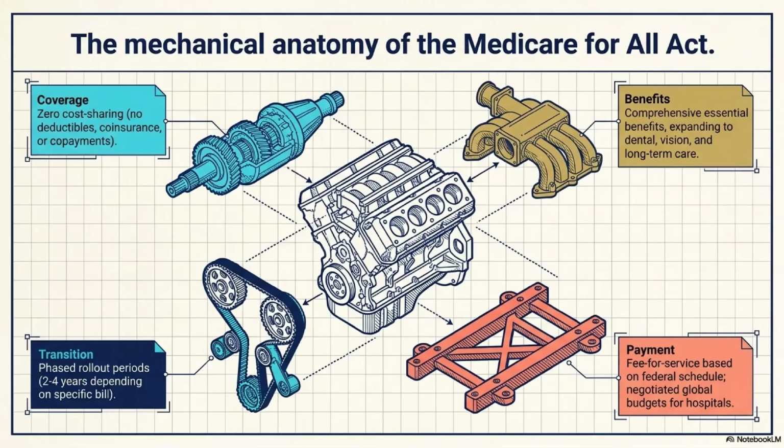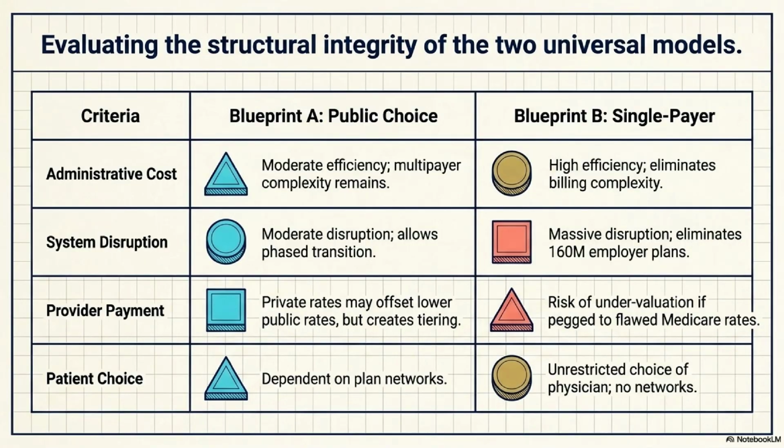It can be understood through four core components: coverage, defining who is covered; benefits, defining what's covered; transition, defining how we get there; and payment, defining how providers are compensated. Together, these four parts form the engine of the proposal. Beyond financing models, there's a table comparing how Blueprint A and Blueprint B measure up on key structural criteria side by side, giving us a clearer picture of the trade-offs policymakers are weighing.